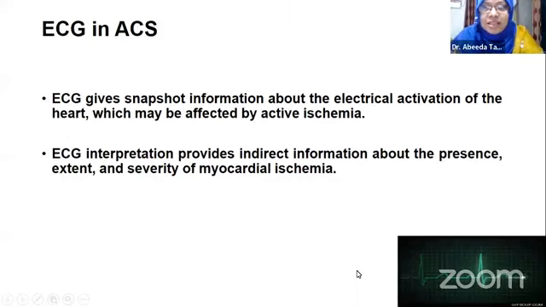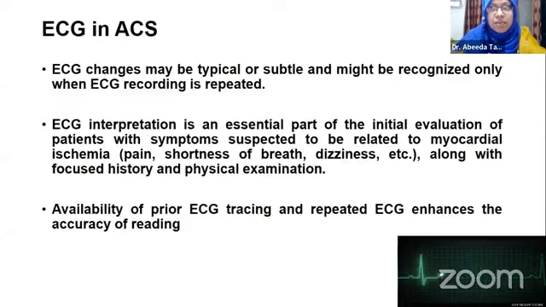So before starting, I'd like to say that ECG in acute coronary syndrome is actually a snapshot of information about the electrical activation of the heart, which may be affected by active ischemia. It is the ECG interpretation that provides indirect information about the presence, extent, and severity of the myocardial ischemia. So it may be subtle or typical. And sometimes, depending on the patient's symptoms, we may need to repeat the ECG recordings even in the emergency room.